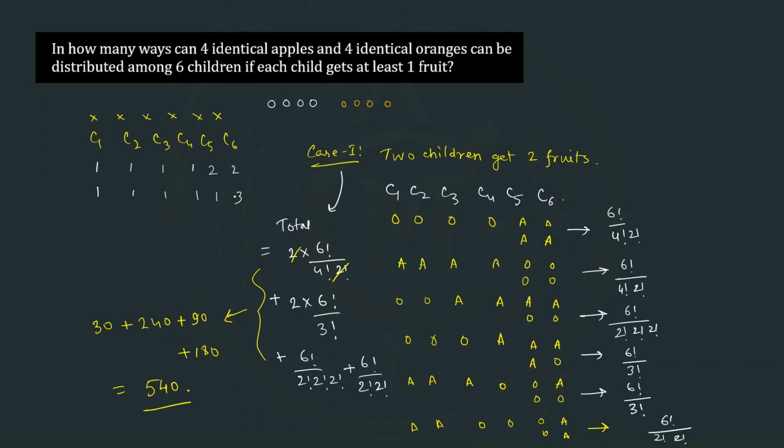Now let us take the case 2 where one child will get 3 fruits. So now here are the children C1, C2, C3, C4, C5 and C6. So the possible combinations we have to note down. Let's assume that the first child is given orange, orange, orange, and the remaining orange is here, and then apple, apple, apple, apple.